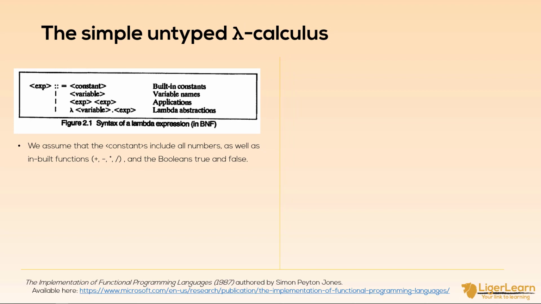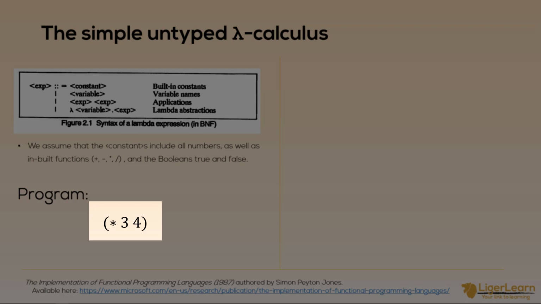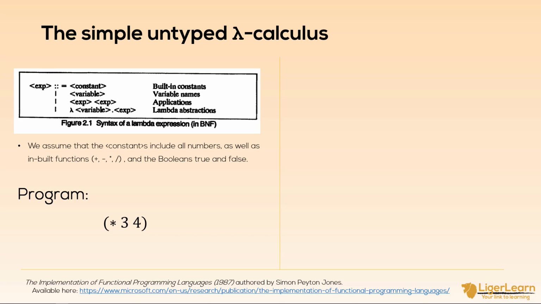Let's now look at a lambda calculus program. The program is very simple on purpose. Calculate 3 multiplied by 4, which is obviously 12. But the point here is to illustrate how the syntax matches the definition in the figure. So this program is an expression, which only uses two of the definitions to the right of the ::= sign. That is the constant and the expression placed next to the expression.